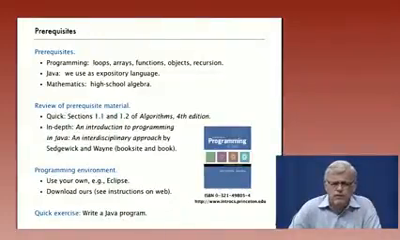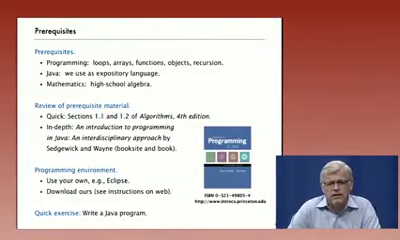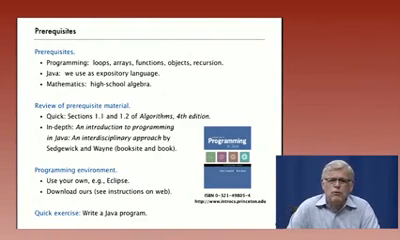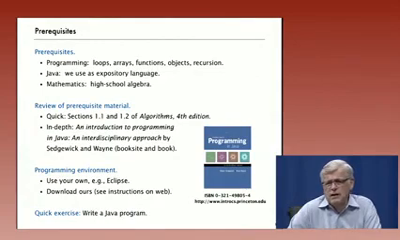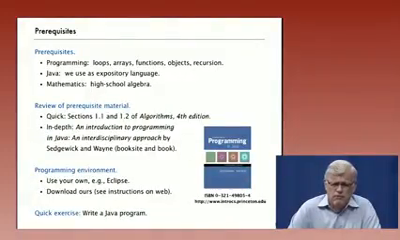If you want to review the material that we think is prerequisite to the material in this course, you can do a quick review by looking at sections 1.1 and 1.2 of the book, either at the book site or in the textbook. If you want an in-depth review, we have a full textbook called An Introduction to Programming in Java, an Interdisciplinary Approach. There's a book site and a textbook as well.